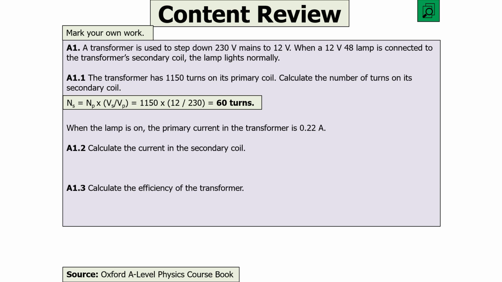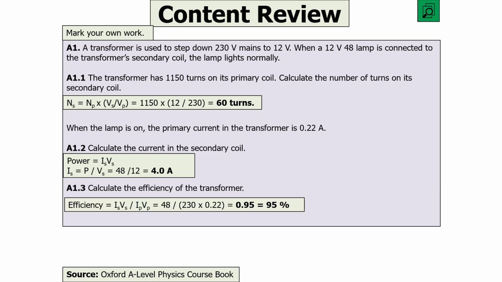In the next one, we know that power is equal to I secondary times V secondary, so therefore I secondary is equal to P over V, so it's 48 over 12 and it's 4 amps. And then in terms of efficiency, it is the power of the secondary, the output, divided by the power of the input, the primary. So it's IS VS over IP VP. Pop in all the values, work it through, you get 0.95, which is 95%.